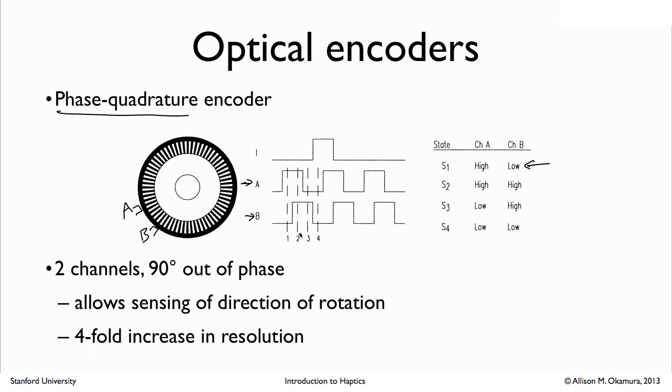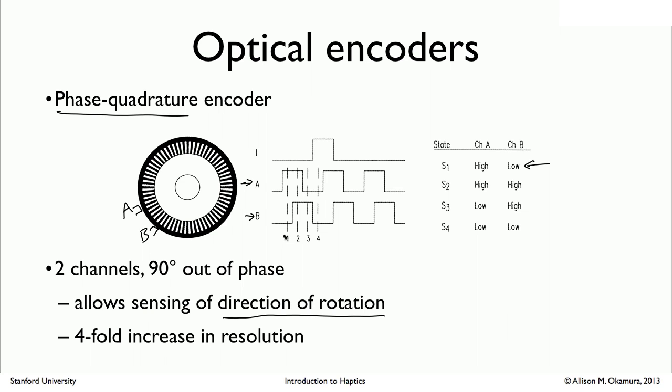And then when you get into state 2, both channels are high. So what this series of states allows you to do is sense the direction of rotation. If you only had one channel and you started going the other direction, you wouldn't be able to realize it, because you would just see one set of pulses and you would know that something has passed by, but you wouldn't know that it's switched directions.